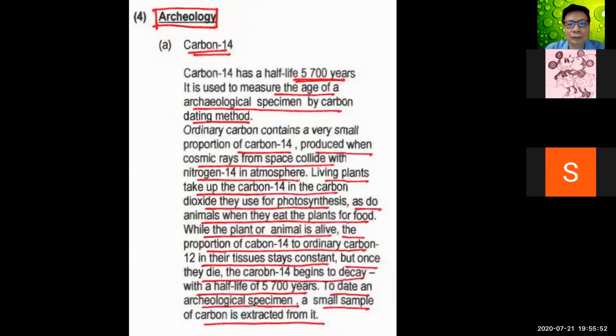Okay, so remember, in archaeology, carbon 14 is very important. Carbon 14 is used in the carbon dating method, to find the date using carbon.